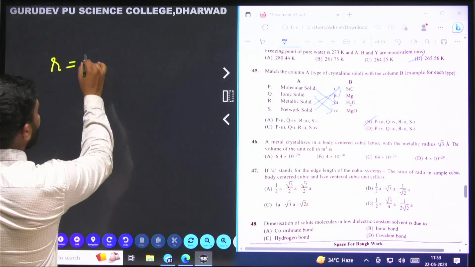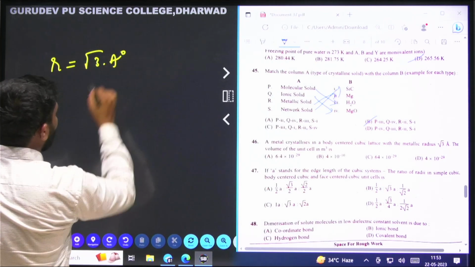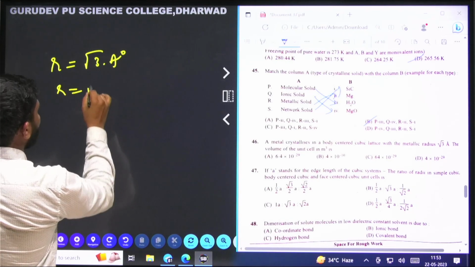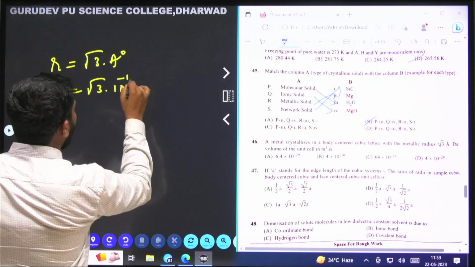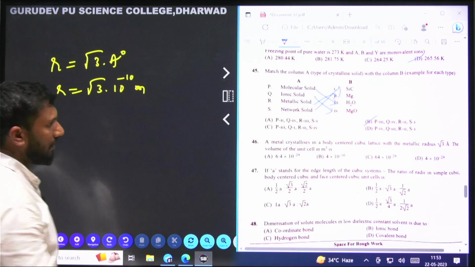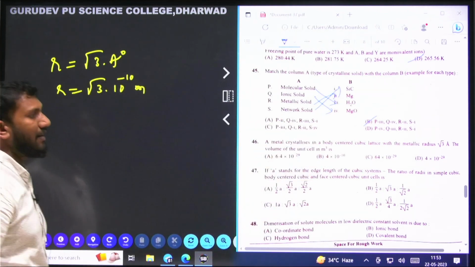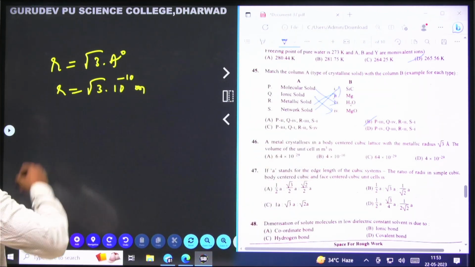R value is square root of 3 angstrom. So we know 1 angstrom is equal to 10 power minus 10 meter. The volume of the unit cell in meter cube is to be found out.